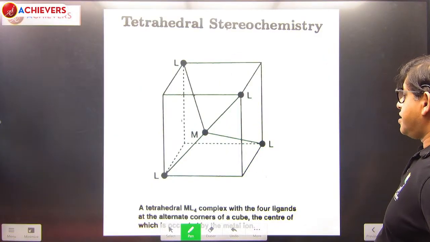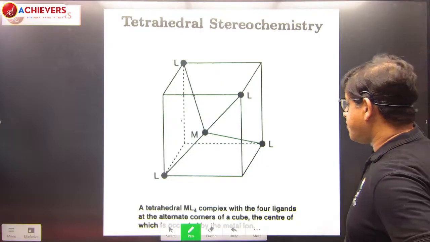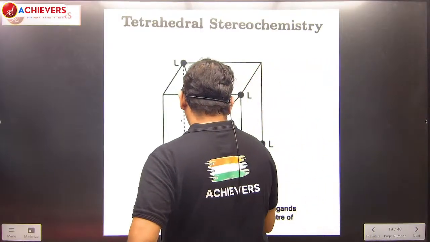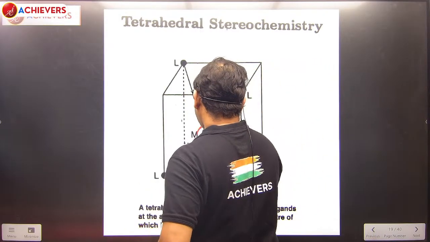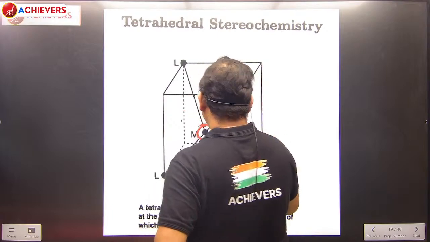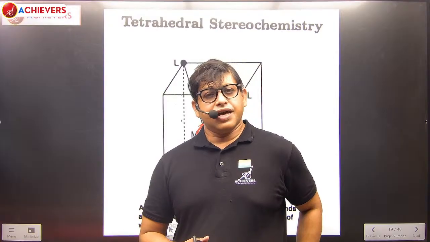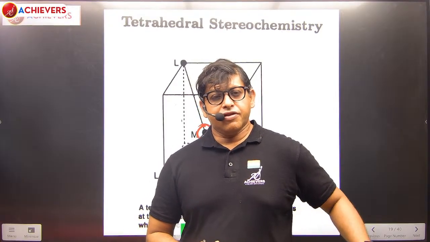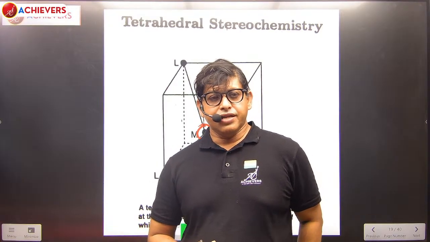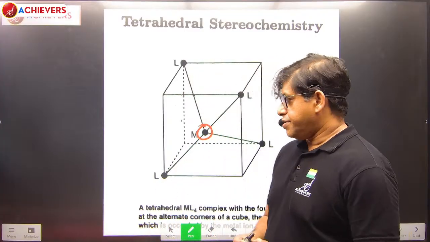So this is the tetrahedral stereochemistry where we can find that in the center we are having this metal, and in the cubic arrangement every alternate corner is having one ligand. So every alternate corner there is one ligand in the tetrahedral geometry.